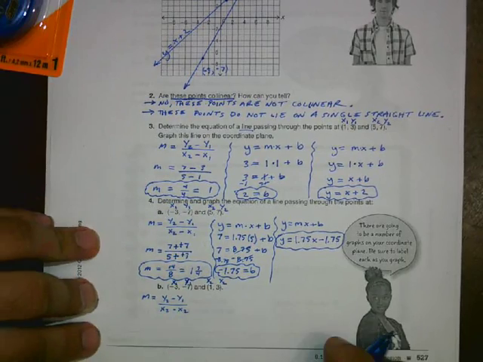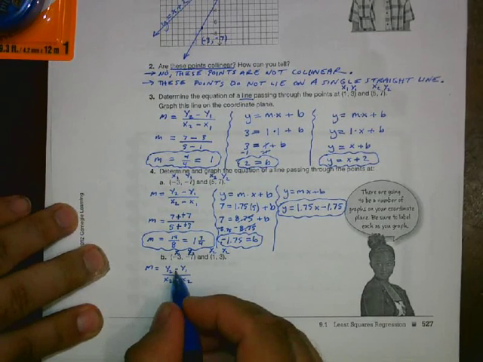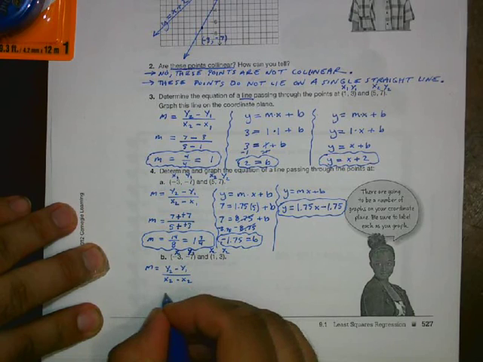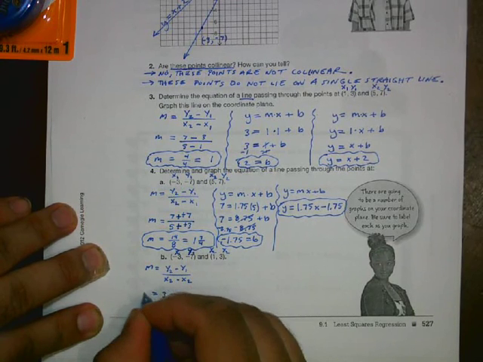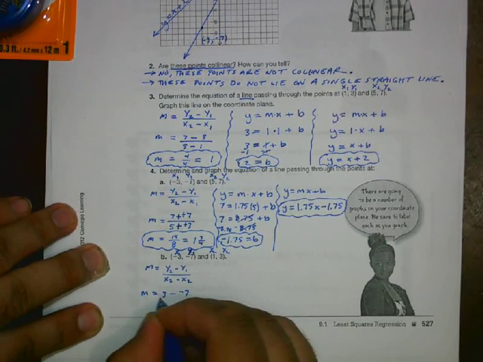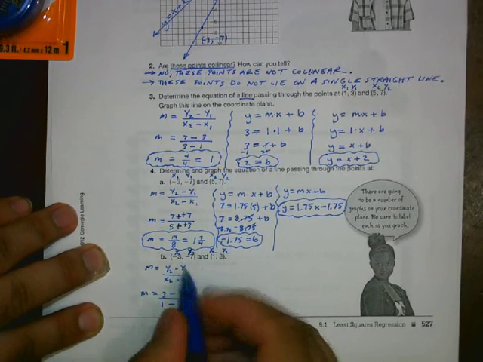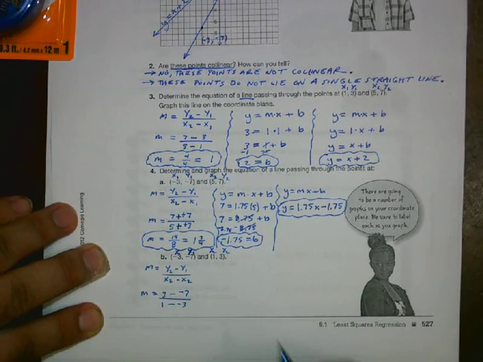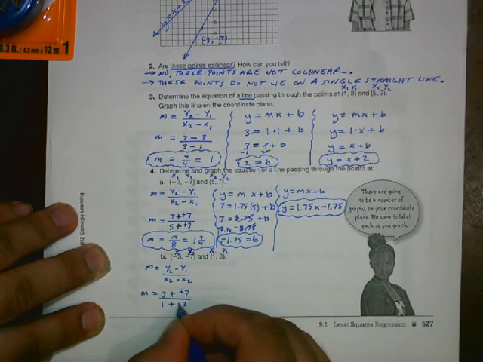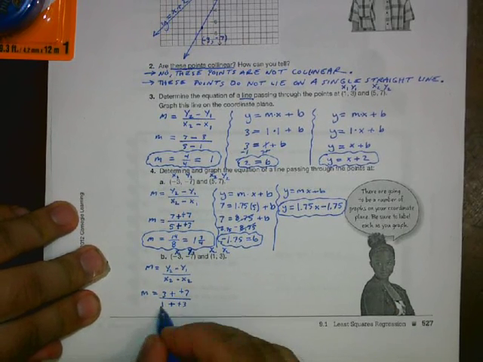Okay, let me move that up just a little more. Y sub 2 is 3. Y sub 1 is negative 7. And then x sub 2 is 1. X sub 1 is negative 3. Let's go ahead and change it to the opposite for both of these, since we're subtracting negatives. So the top becomes a 10, the bottom becomes a 4.